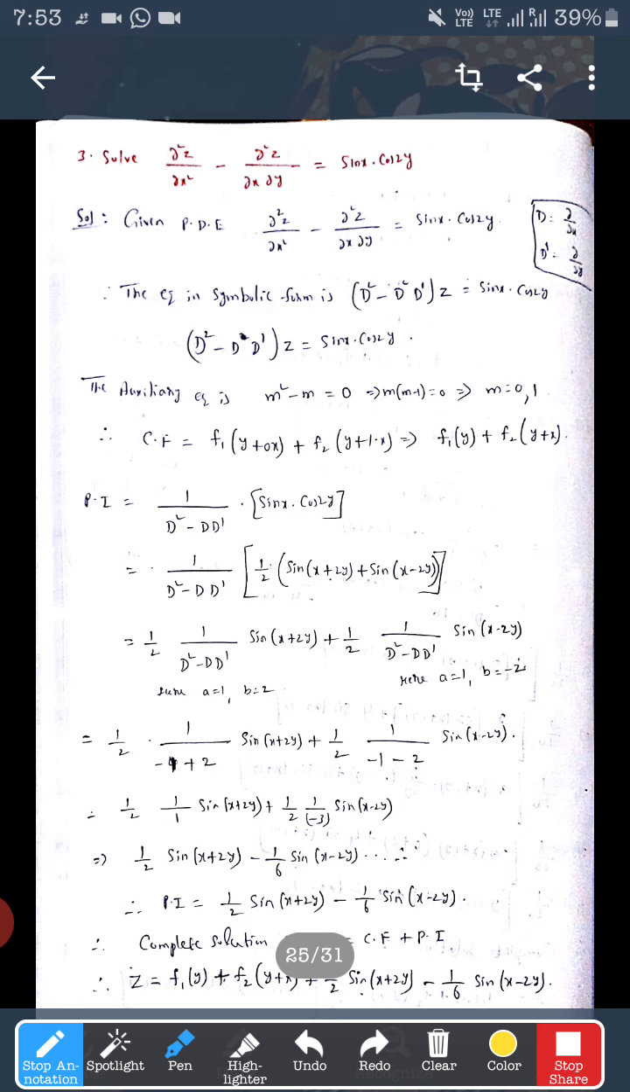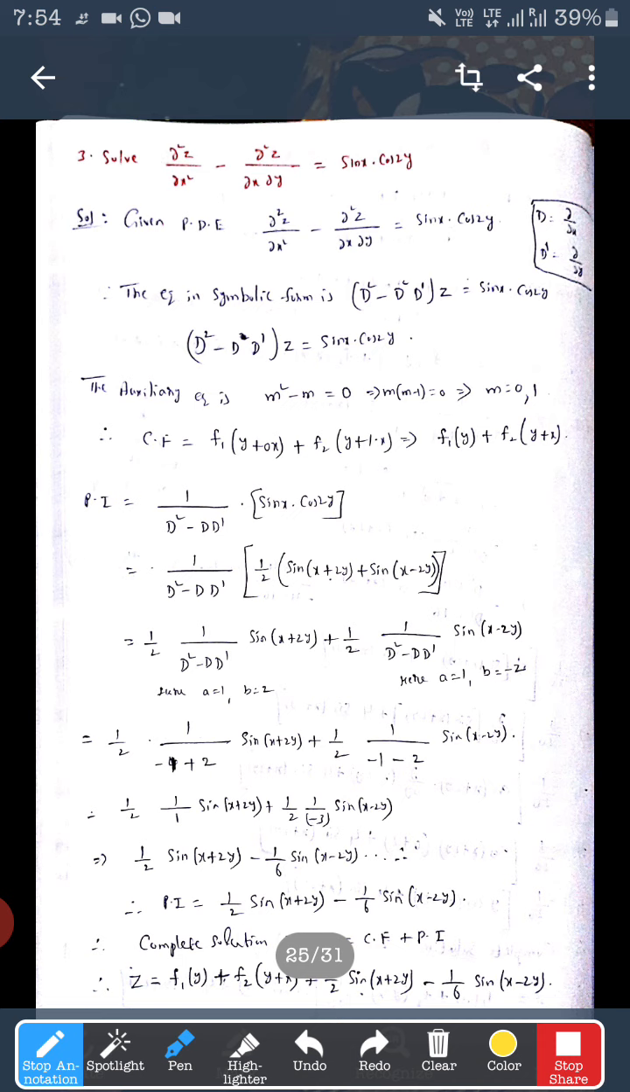Next, coming to the third example. Here, dou square z by dou x square minus dou square z by dou x dou y is equal to sin x into cos 2y. On the right hand side, we don't have a direct standard form, that means sin of (ax plus by). So first we convert this sin x cos 2y as 1 by 2 into sin of (x plus 2y) plus sin of (x minus 2y).